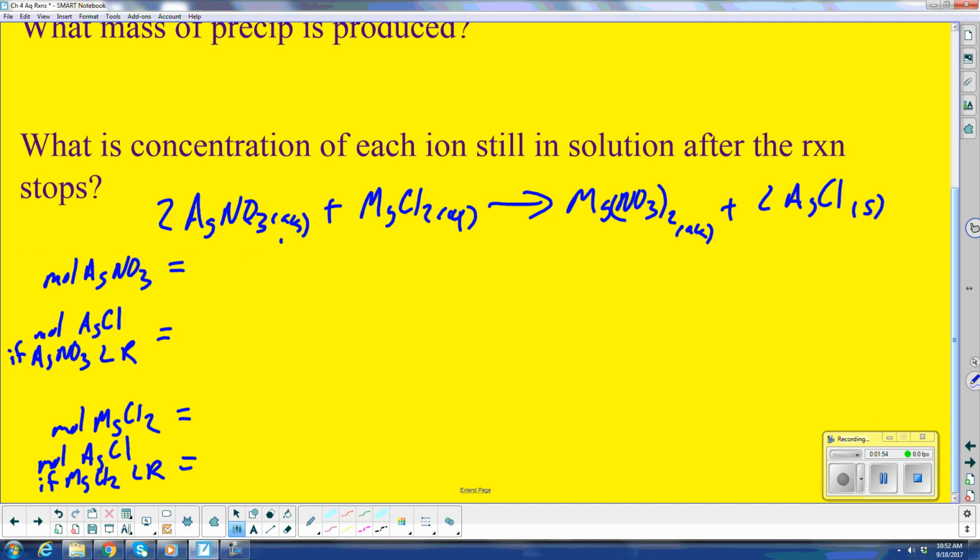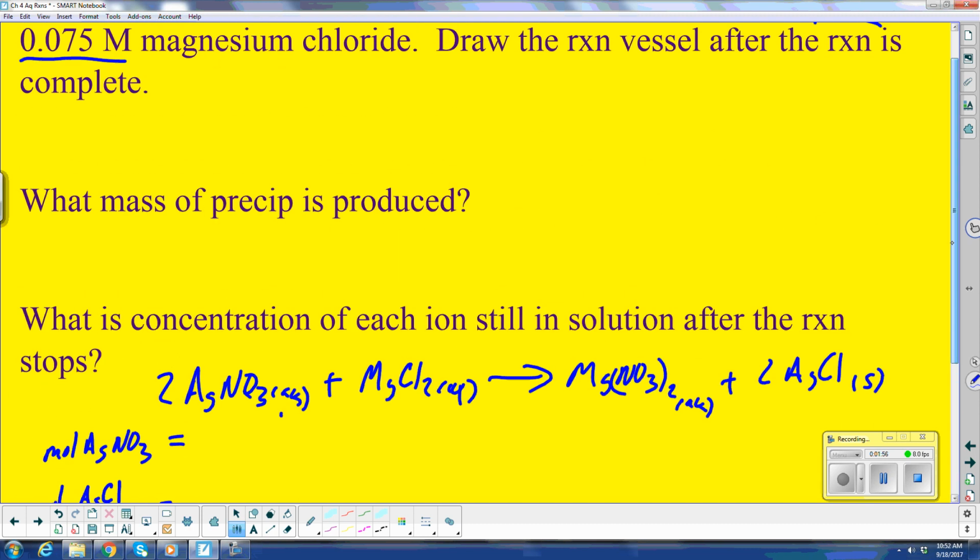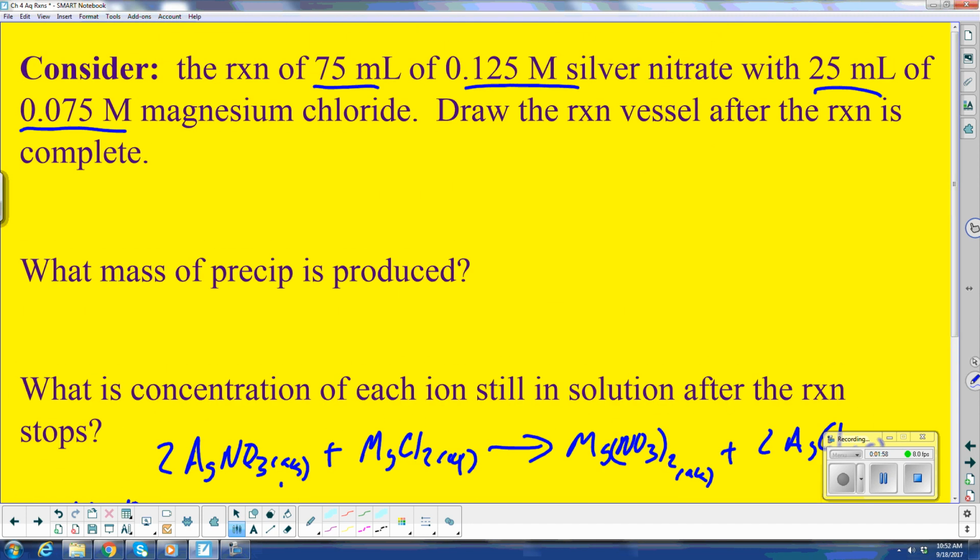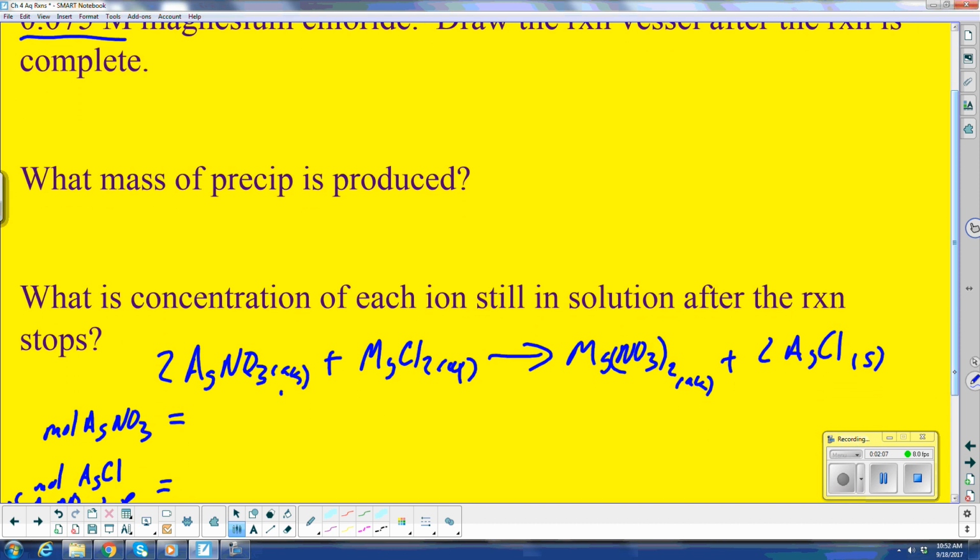So how do I get moles? Moles are equal to what? Liters times my molarity. So I have 75 times 10 to the minus third liters, because that was given to me in milliliters, so I'm going to change it to liters, and 0.125 molar. And let me grab my handy dandy TI-30XA.